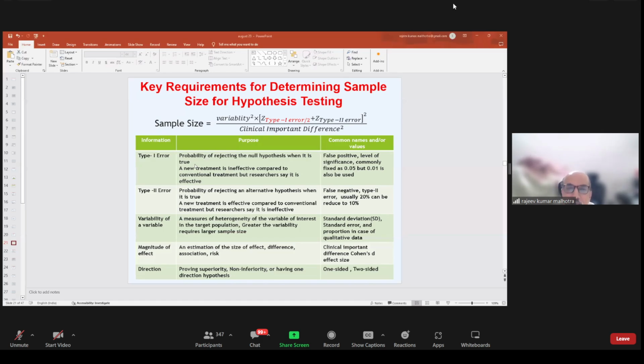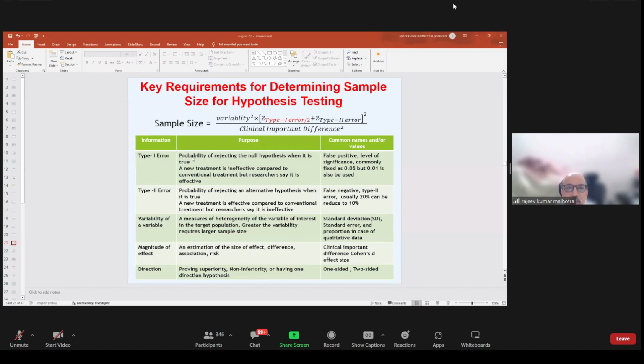So you have to take care what you want to prove, that is the alternative hypothesis, and the reverse of that is the null hypothesis. So what is type 1 error? Probability of rejecting the null hypothesis when it is true.